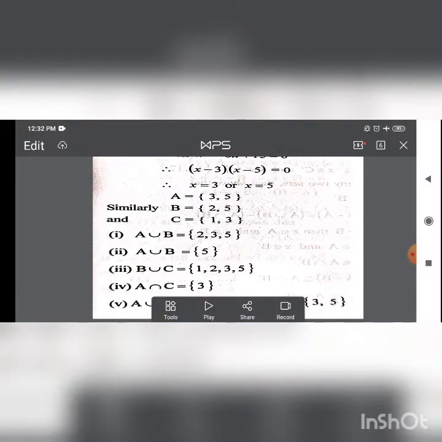A union with B intersection C. So firstly we find A intersection C. Means common elements in the set A and C. What is the common element? Only 3. Next set is A union with B intersection C. So you can see we have already found this bracket, means B intersection C. Means firstly we solve this bracket B intersection C, and then we take union with A.